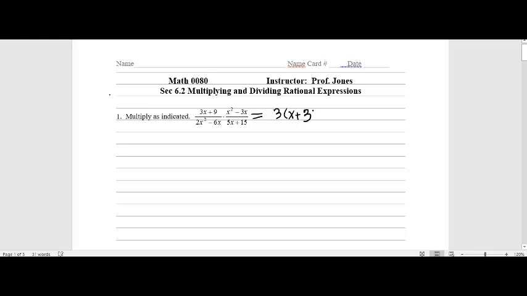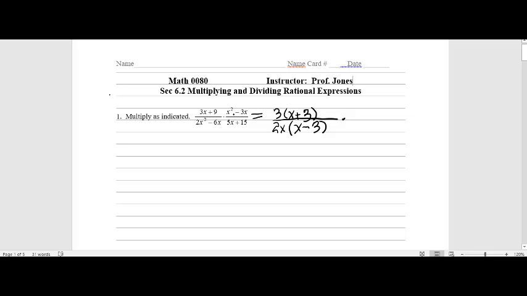Obtaining 3 times the sum, x plus 3. In the denominator, I want to factor, I noticed that the greatest common factor, which is what I should always look for first when factoring, is 2x. So I'm going to factor that out, and I have to multiply 2x times x to obtain the first term of x squared. And then 2x gets multiplied by negative 3 to obtain the second term of negative 6x. So 2x times negative 3 gives me negative 6x.